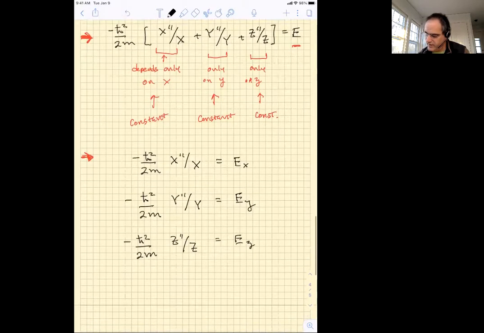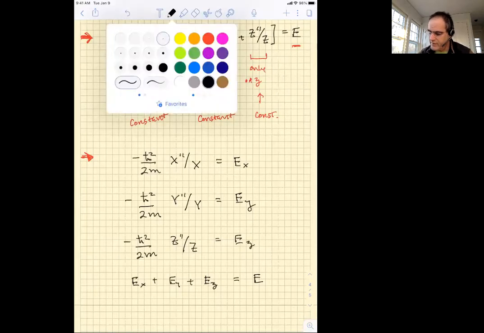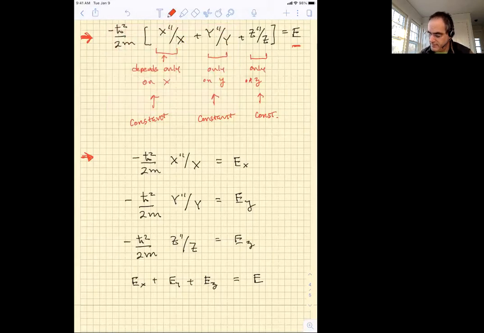And finally, we know that ex plus ey plus ez must equal the actual total energy, E. Okay? So now we've broken up our partial differential equation into 3 equations, okay? Which might be easier to solve.